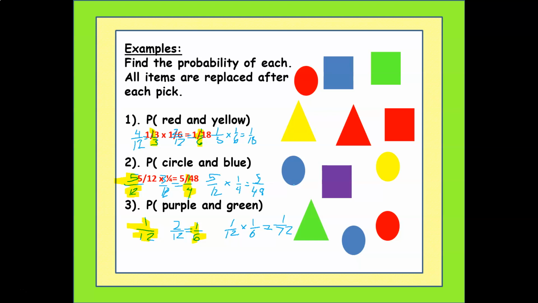So I want you to look at these three events that we found the probabilities for. Which is the least likely to occur? The least likely to occur would be pulling a green and a purple, because that only has a 1 out of 72 chance of happening. So it's going to be our least likely event.